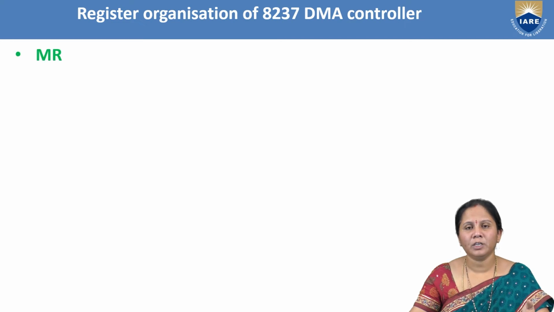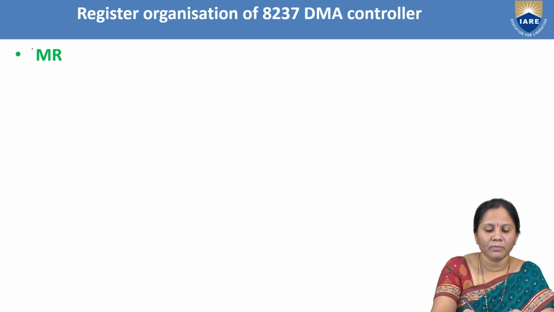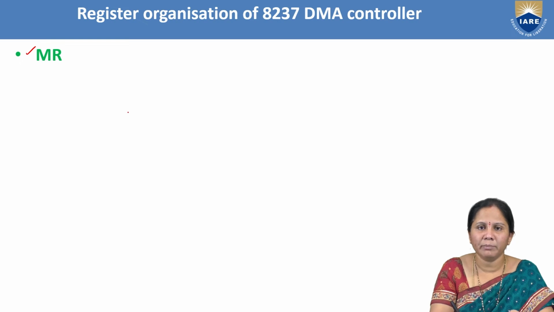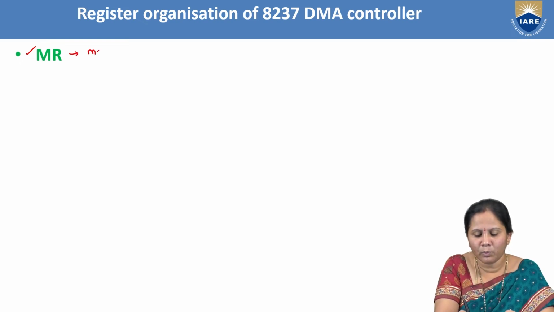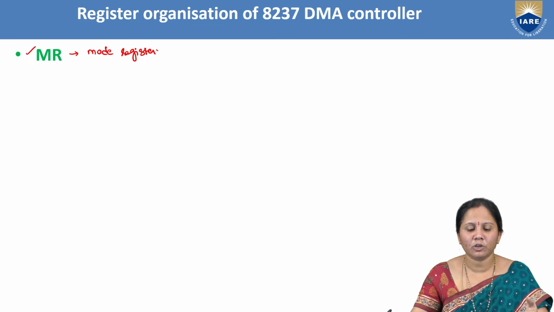So when it is operating in the auto initialization mode, the current word register, current address register and current word count register will be automatically reloaded after each DMA operation. And the next register is MR. Here this MR represents the mode register. If you observe the bits present in this register's format, those will decide the mode of operation.